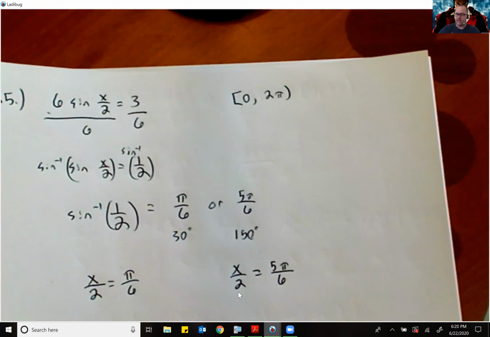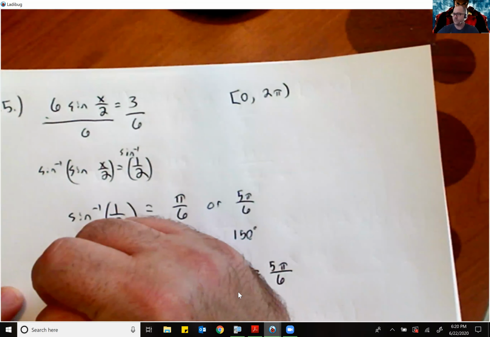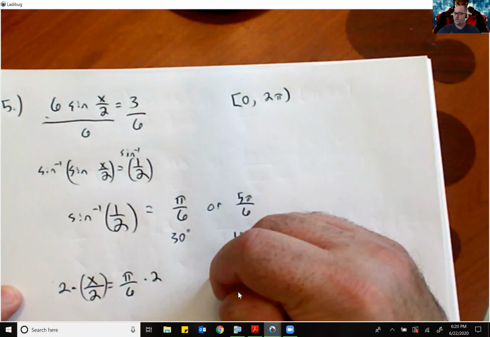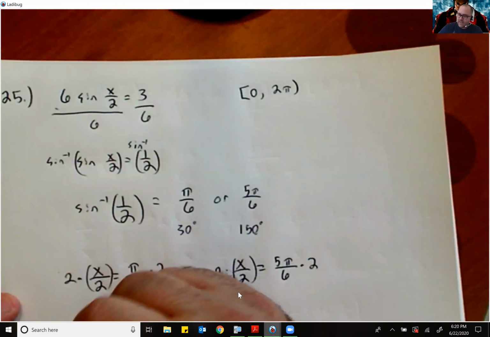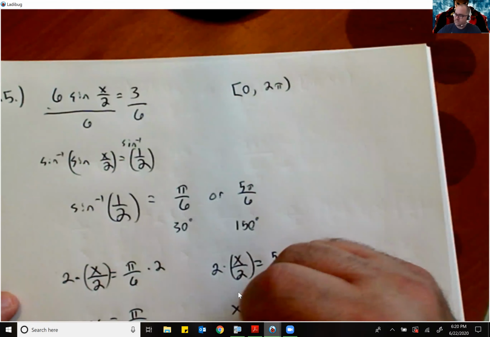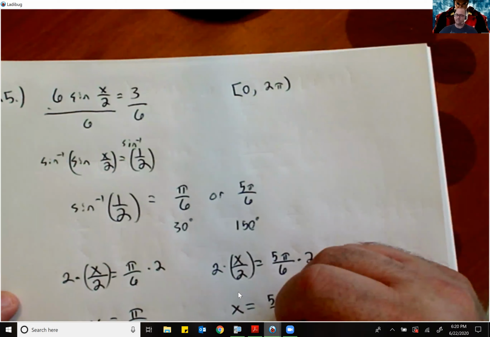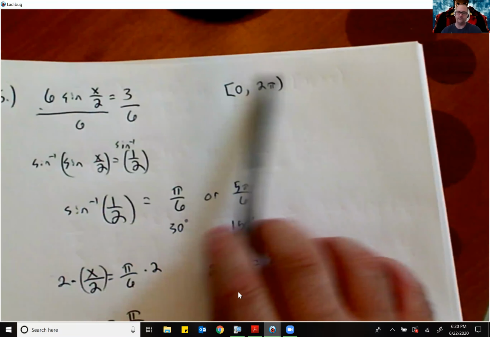So we're going to go ahead and multiply both sides by 2. Multiply by 2. And what we get here is pi over 3. And here you get 5 pi over 3. Okay? And both of these answers are still within that interval.